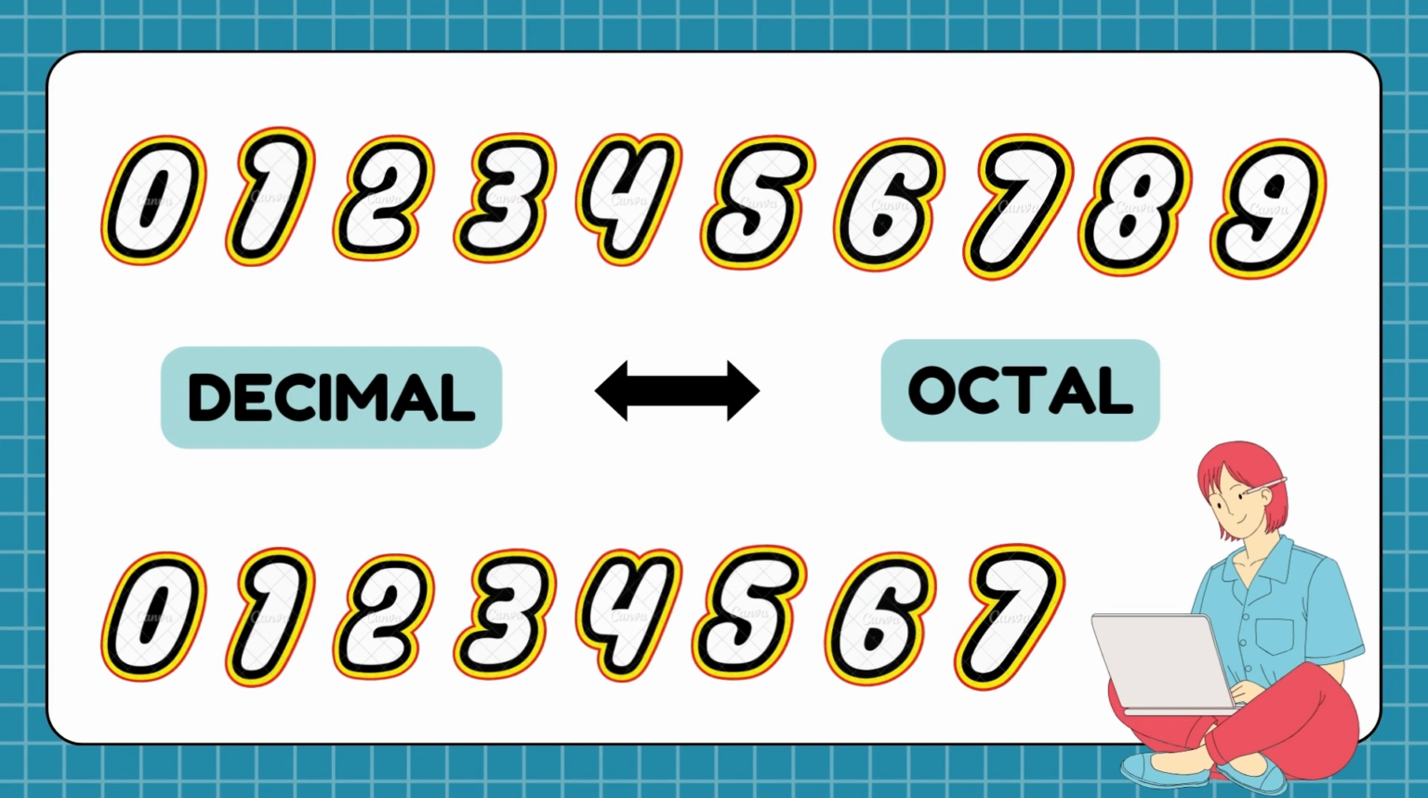The decimal system is what we use every day. It's base 10. But in computing, the octal system, base 8, is also widely used. So, how do we convert a decimal number to octal? It's actually pretty simple. Let me walk you through it.